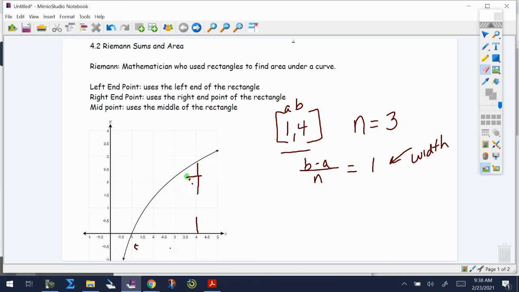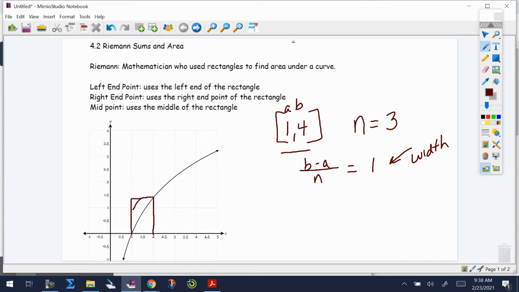If I did a right Riemann, let me get rid of this. Let me show you how it differs here. So now instead of using the side on the left, so from 1 to 2, instead of using 1, I'm going to go to 2, draw how high it is, and level it off.